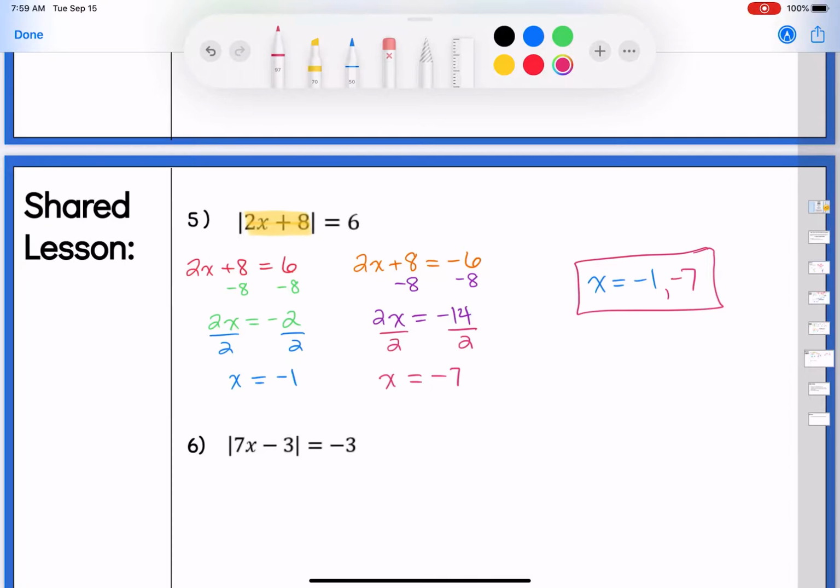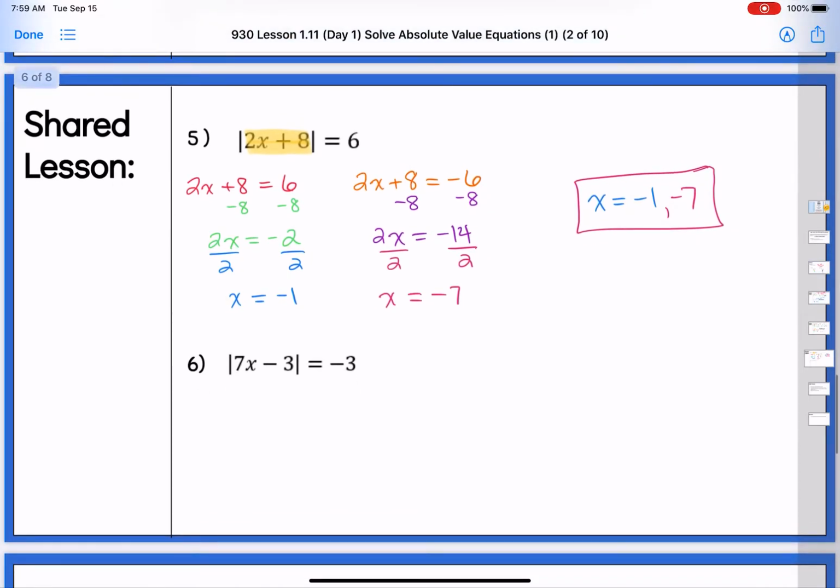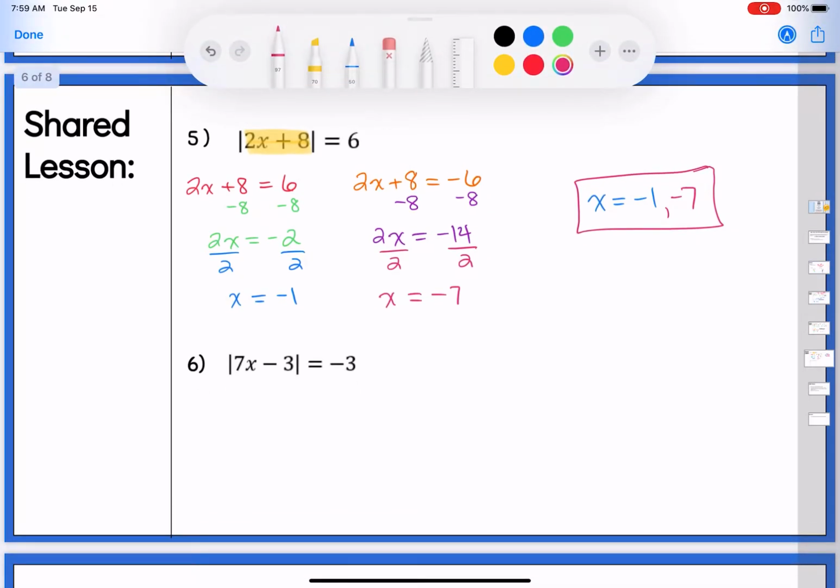2 times negative 1 is negative 2. Negative 2 plus 8 is positive 6. That is 6 units away from 0. If I plug in the negative 7, 2 times negative 7 is negative 14. Negative 14 plus 8 is negative 6, which is 6 units away from 0. So both of those do work. Notice I'm not necessarily writing that down, that mental check, but I am kind of going through the process to make sure that my numbers make sense. Until you get confident in your process, I definitely recommend that you do that mental math.